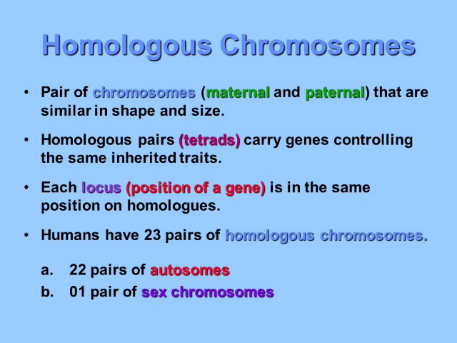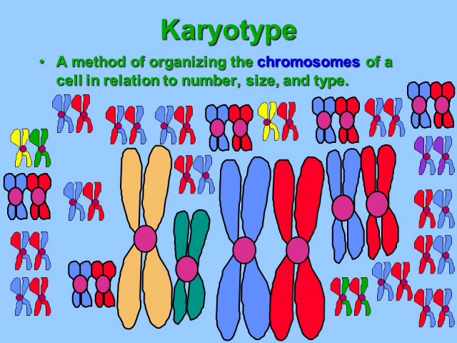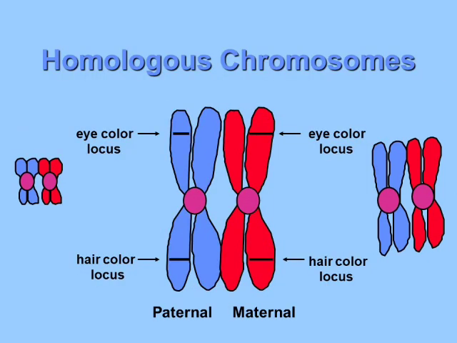Humans have 23 pairs of homologous chromosomes, 22 pairs of autosomes and 1 pair of sex chromosomes. Next is karyotype. Karyotyping is a method of organizing the chromosomes of a cell in relation to number, size, and type. Homologous chromosomes. When recombination occurs during meiosis, the cell's homologous chromosomes line up extremely close to one another.